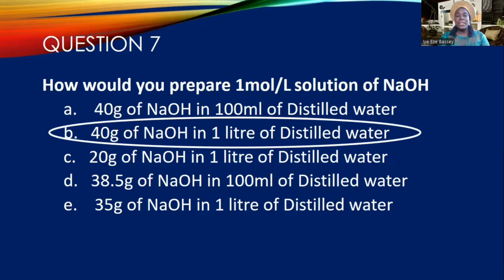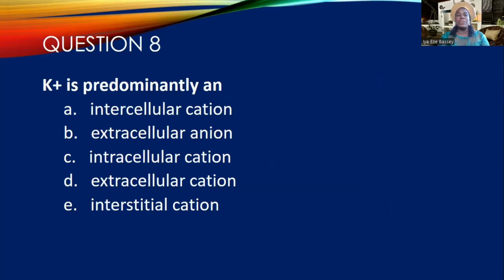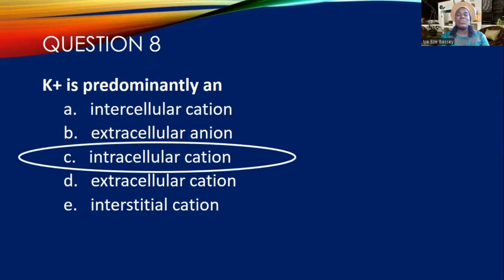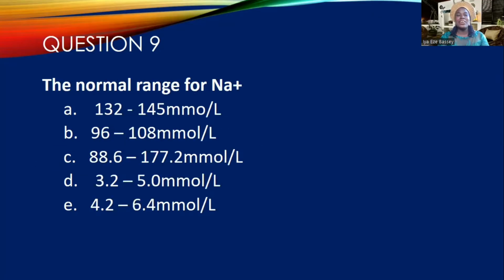Your answer will be B, that is 40 grams of NaOH in 1 liter of distilled water. So potassium is predominantly an intracellular cation. A, intracellular anion. B, extracellular anion. C, intracellular cation. D, extracellular cation. E, interstitial cation. I'm sure we all know about cations and anions, and potassium is predominantly an intracellular cation.